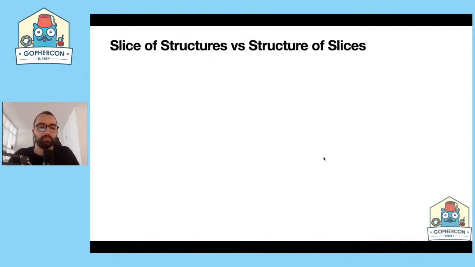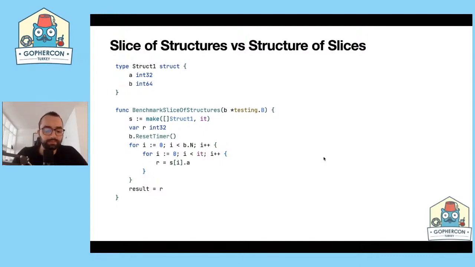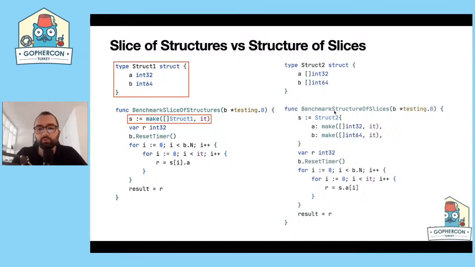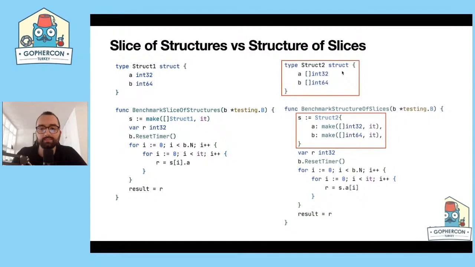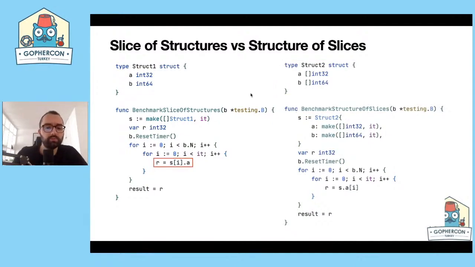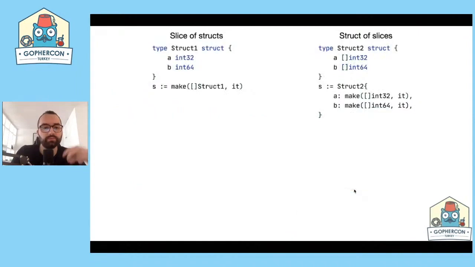Okay, so here is the next example, slice of structure versus structure of slices. Here, what we do is we create a slice of a structure containing elements A and B. And on the right-hand side, we are going to create a structure containing slices. So here, that's the structure. Here we have two slices of A and B. And in both cases, what we want to do is to increment a counter based on only element A. So here, in this example, we access the index first, then the element. And on the right-hand side, we access first the element, then the index. So it's more or less the same. It's just a way to structure the data, but it does not change things drastically, I would say, right?